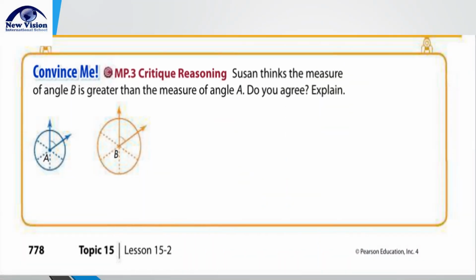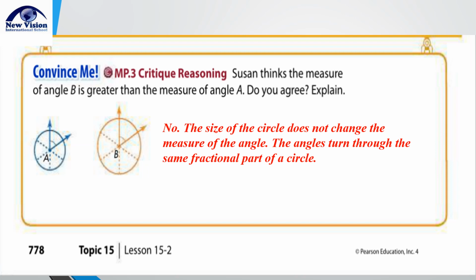Convince me. Susan thinks the measure of angle B is greater than the measure of angle A. Do you agree? Explain. Answer. No. The size of the circle does not change the measure of the angle. The angles turn through the same fractional part of a circle. Both angles measure 60 degrees.